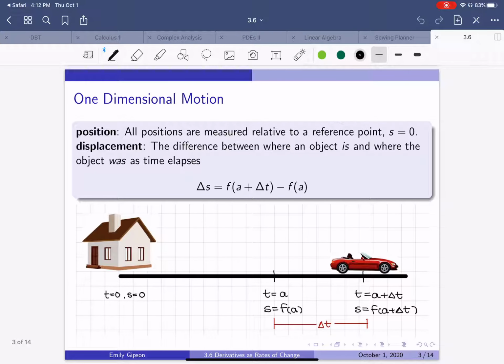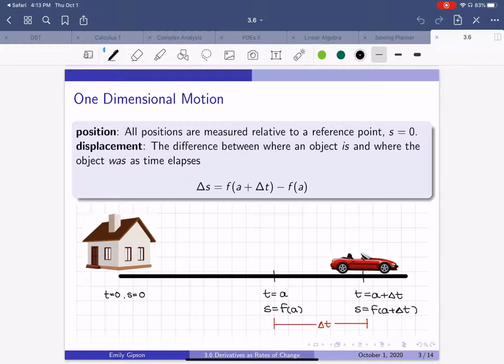So position is measured relative to a reference point, that is s equals 0. So where the car is, maybe we say that s equals 15, that's with respect to an original position s equals 0. And it's always important that we know where that position is, where that initial reference point is. And so I'm going to try and make a point to really emphasize that in the next coming examples.